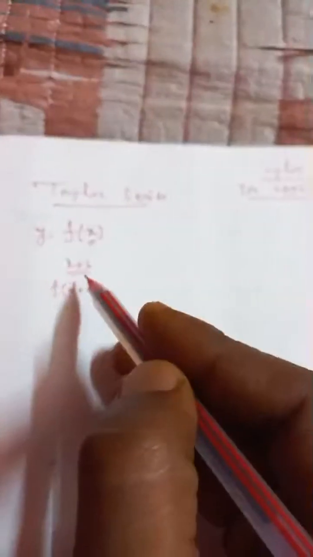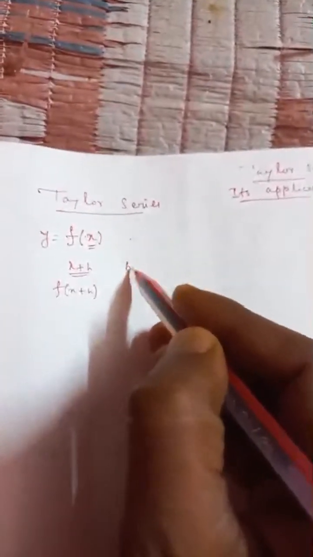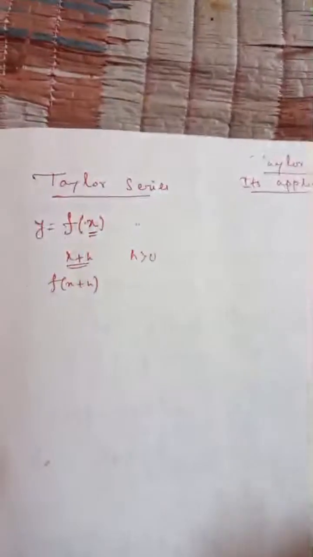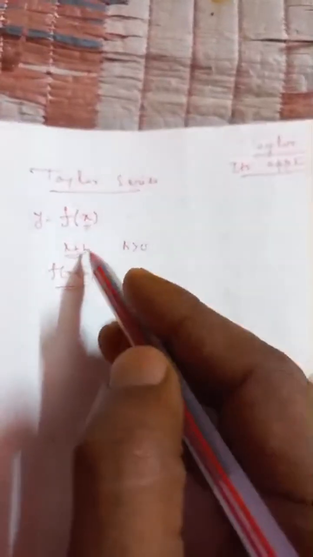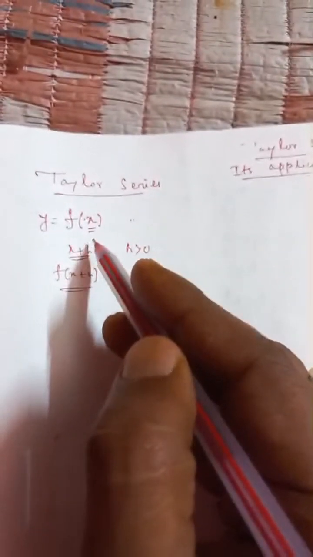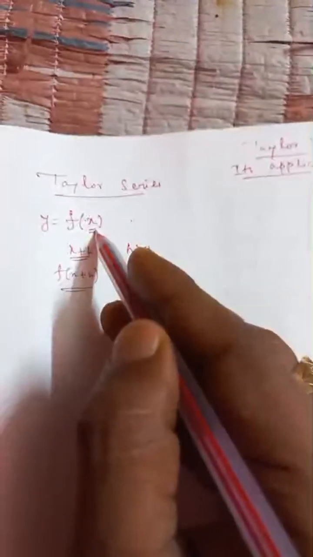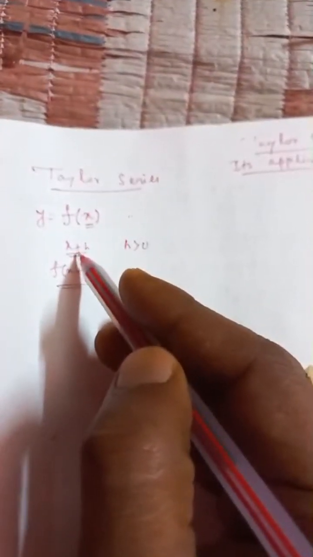So let's watch Taylor series and its application in differential calculus. Here I have taken y equal to f(x), and at the neighborhood point of x, or x plus h, where h is greater than 0, we wish to know what the function will be at the point x plus h.